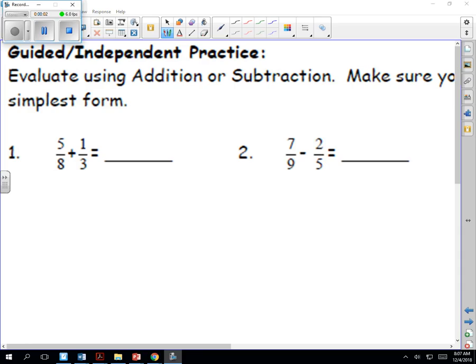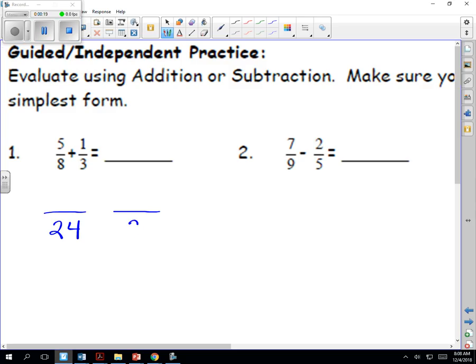Okay, we are going to be reviewing for your retake quiz tomorrow on adding and subtracting fractions and mixed numbers. So let's look at number 1. When you add and subtract, remember the first thing you have to do is find a common denominator. And the least common multiple of 8 and 3 is 24.